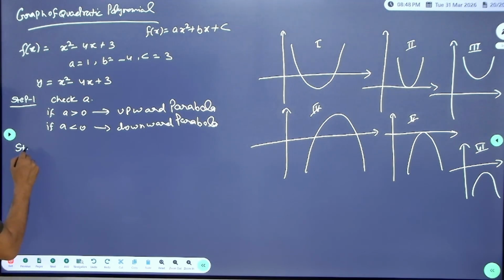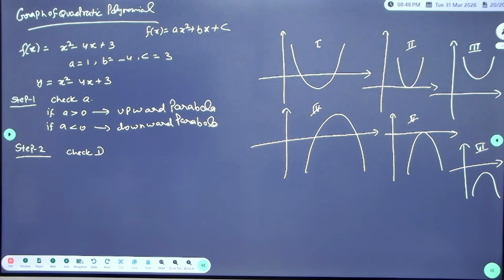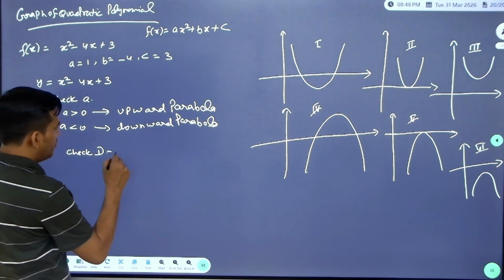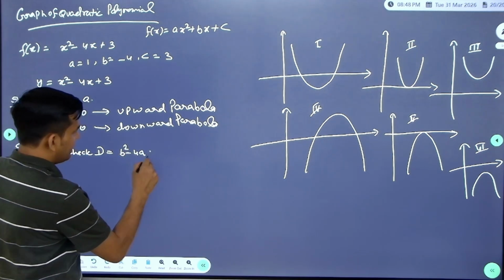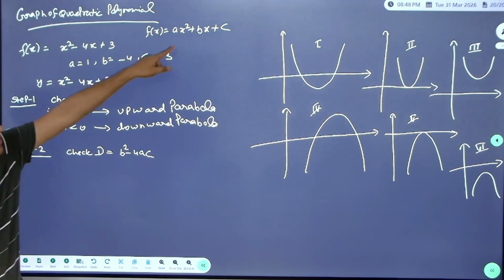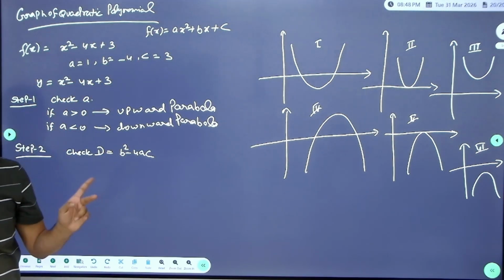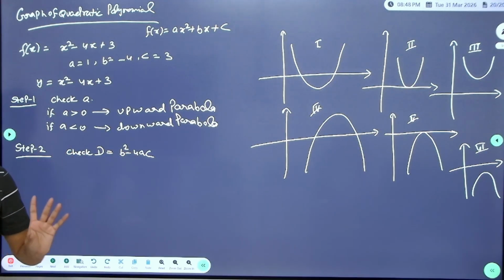Step 2. Check D. D is called discriminant, and the value of D is equal to b square minus 4ac. B क्या है? B is this coefficient of x. A is the coefficient of x square. C is the constant term. So b square minus 4ac check करना है.